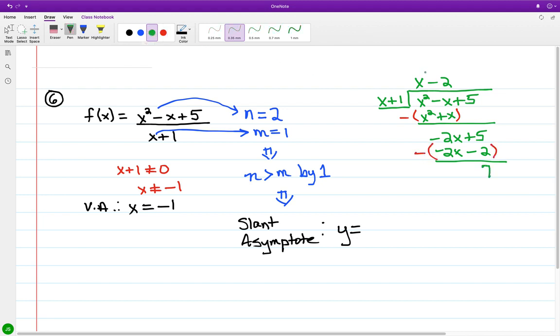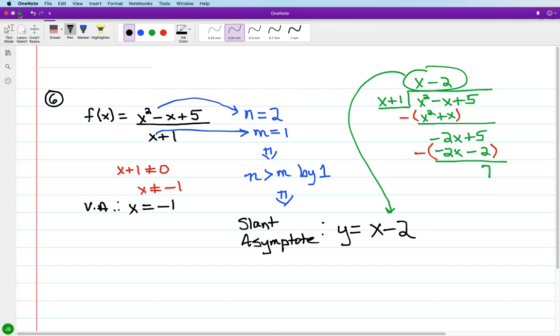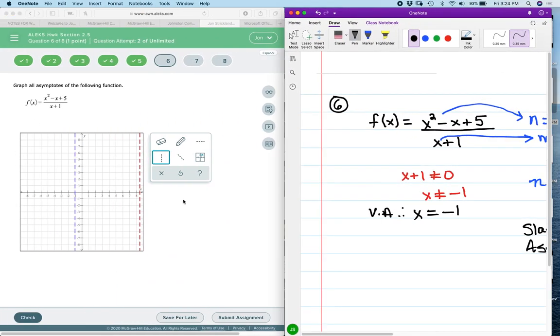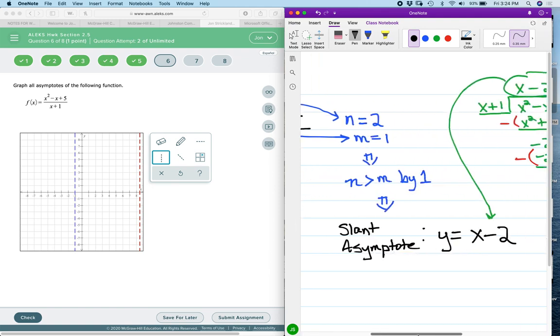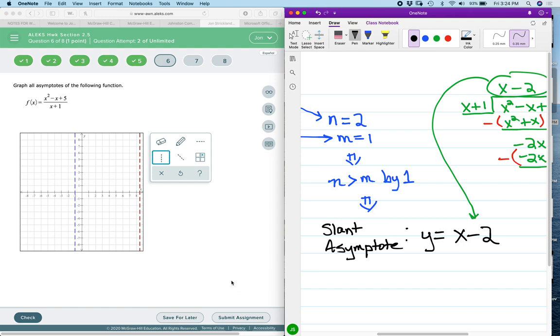And in terms of the quotient, this would be the slant asymptote. So we're going to have that y is equal to x minus 2. Again, a slant line. And transferring what we have here, we have the slant asymptote y is equal to x minus 2.